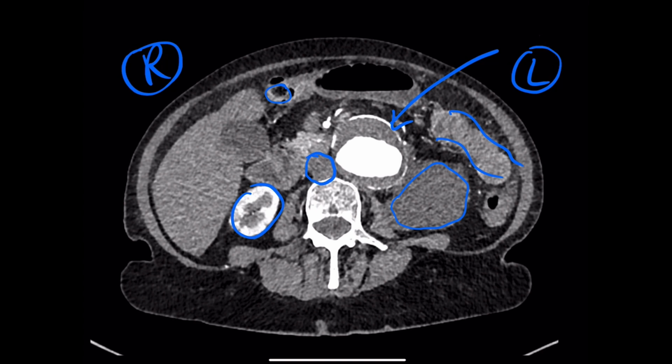So what's the relevant measurement? Just that, so we all talk about the outer to outer diameter.